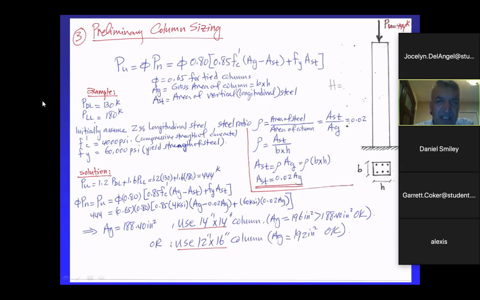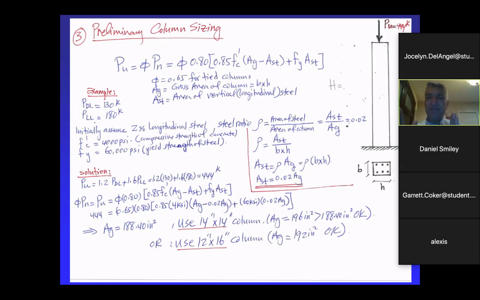Okay, so let's do an example and you'll see how we calculate the size. Very easy. Let's say my P dead load is 130 kips. My P live load is 180. Okay, so when you put rebars in the concrete column, there's a ratio. How much steel do I have compared to the concrete? If I take area of steel divided by area of concrete, that's going to be my steel ratio.